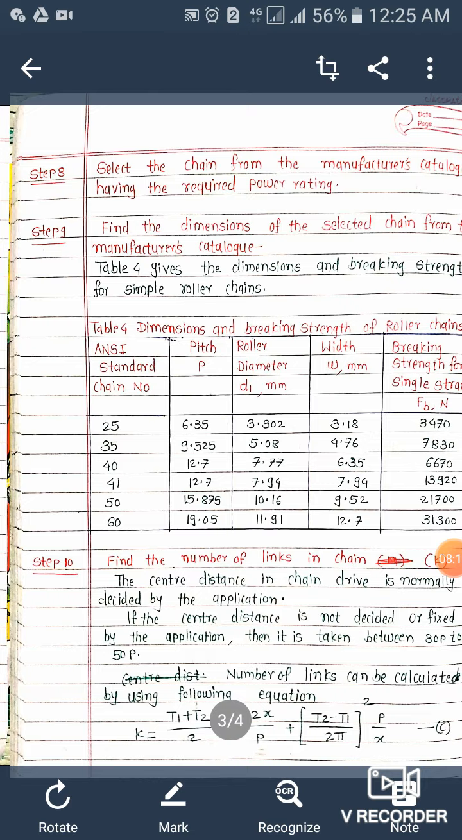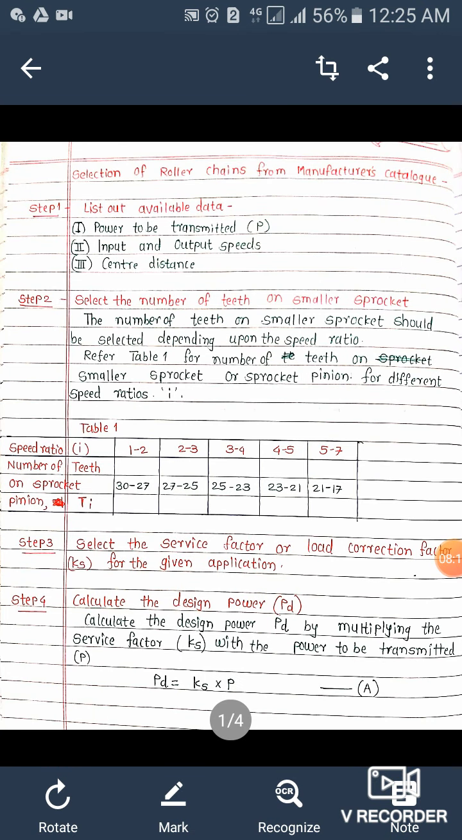So in this way we discussed the selection of roller chains from the manufacturer's catalog.